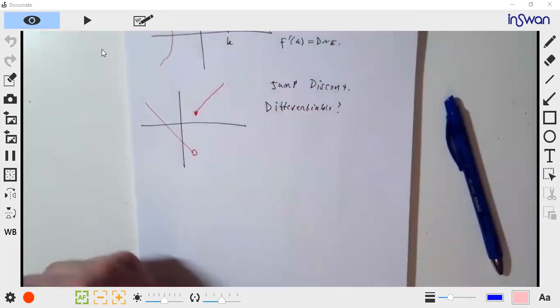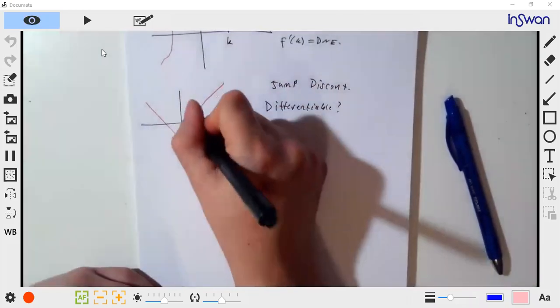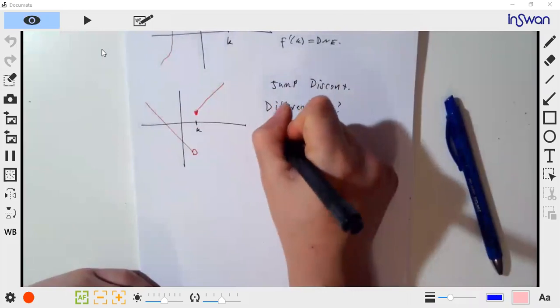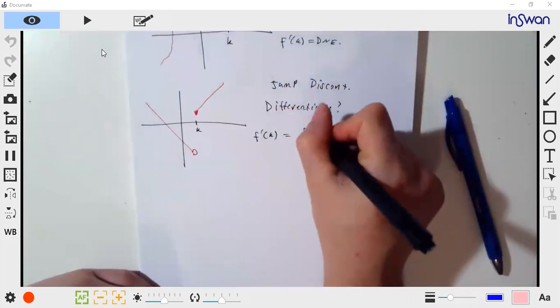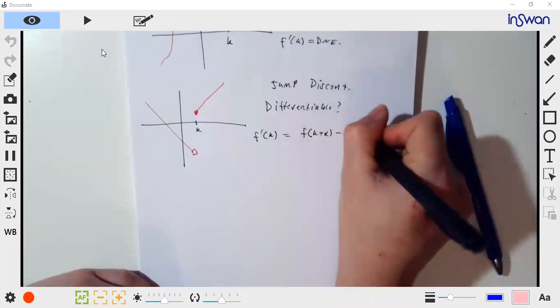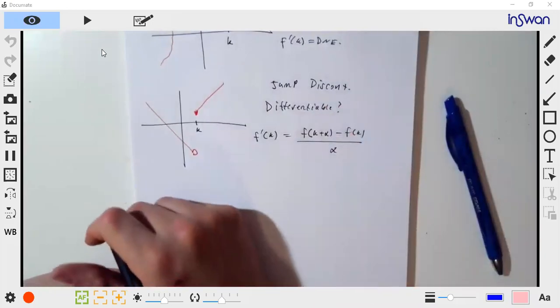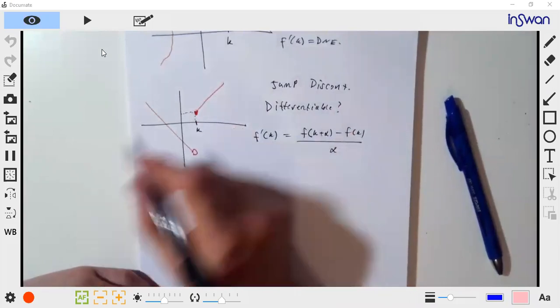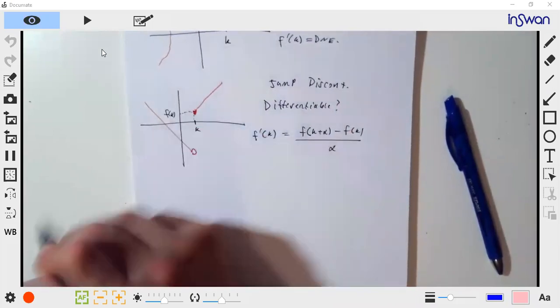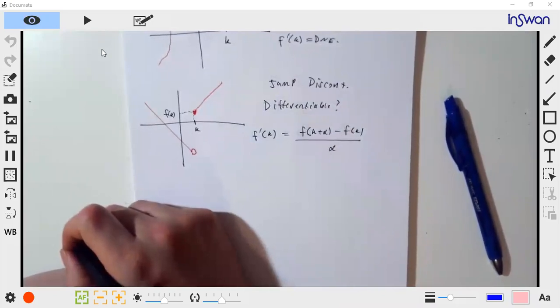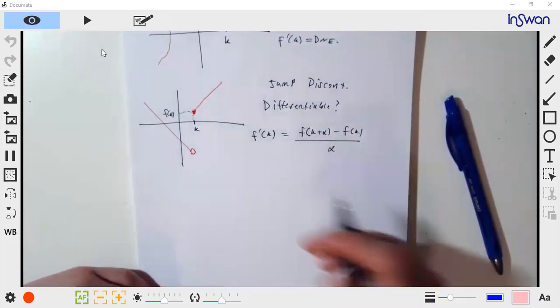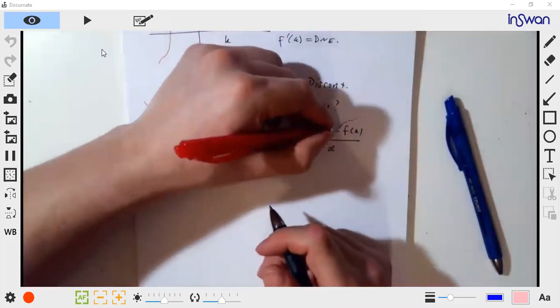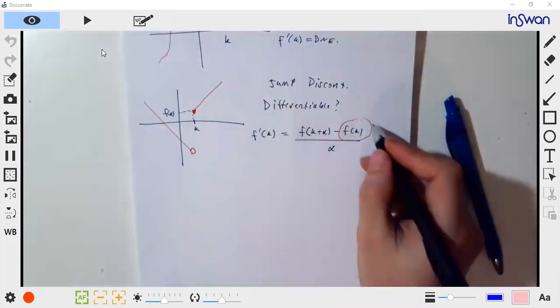Well, to be differentiable, let's say this is k, f prime of k has to exist, but that's equal to f of k plus alpha minus f of k all over alpha. F of k exists, okay? F of k is defined. So is the function differentiable at this point? We're not running into that problem as before. This is actually defined now, so it's okay.